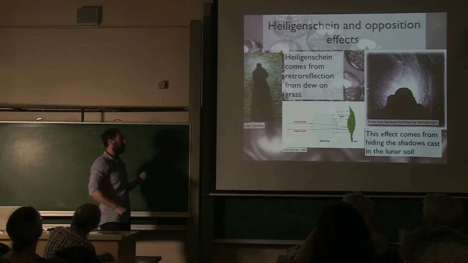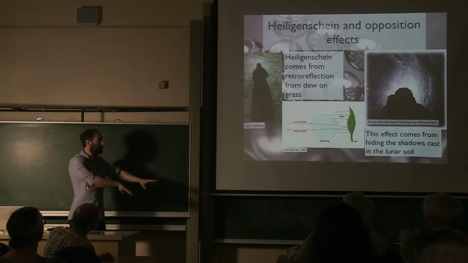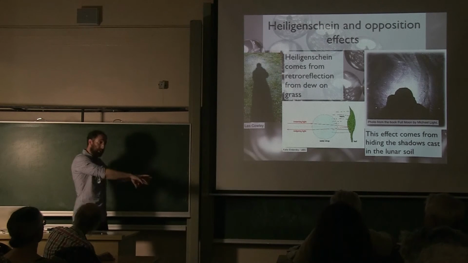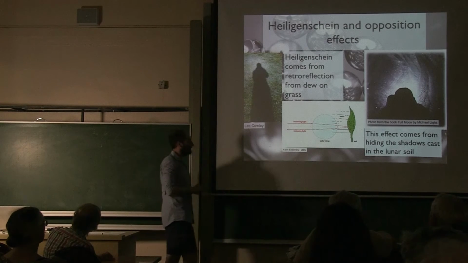So you don't need to take a photo to see this. But if you're somewhere on a morning where there's a lot of dew on the grass and the sun is relatively low, look at your shadow and see that around the shadow there'll be this particular sort of glow of light.